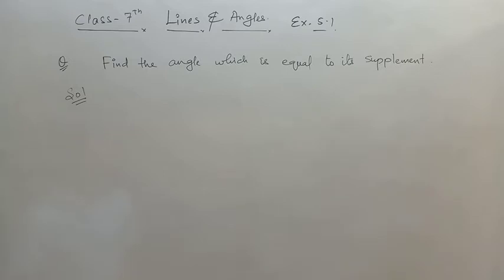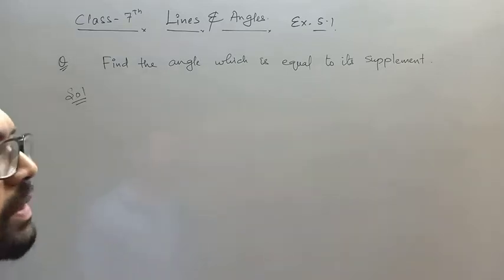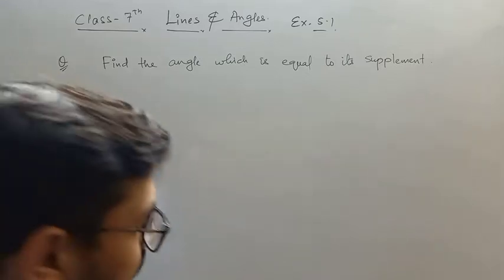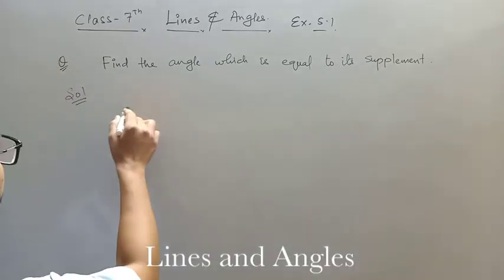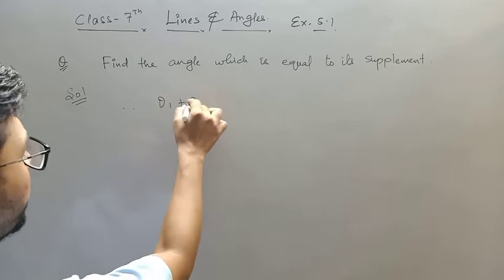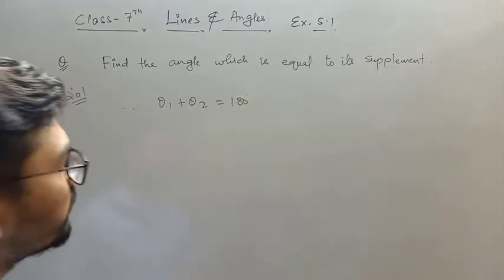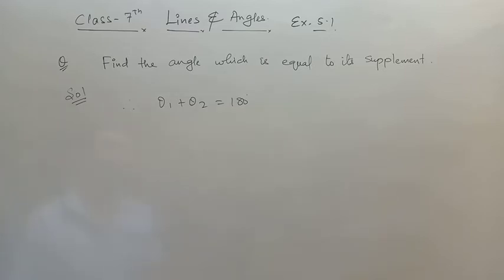Next type of question. Find the angle which is equal to its supplement. As you know, a pair of supplementary angles adds up to 180 degrees. The sum of supplementary angles is equal to 180 degrees.